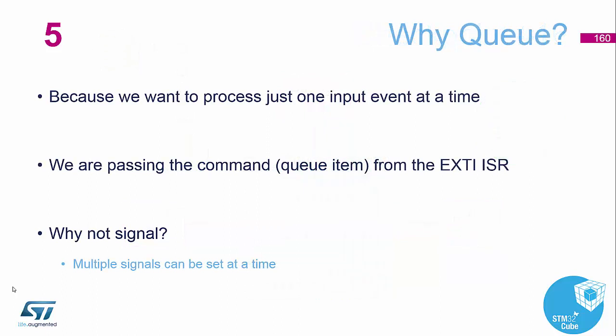So why did we use a queue this time rather than a task? It's because we only want to process one event at a time. So we want to see one interrupt come through from the external interrupt service routine. Why didn't we use a signal? Multiple signals can be set at any time, so we only want to do a queue rather than a signal.